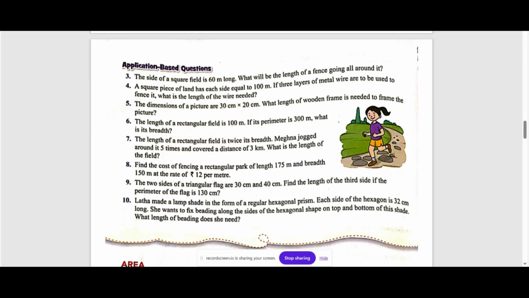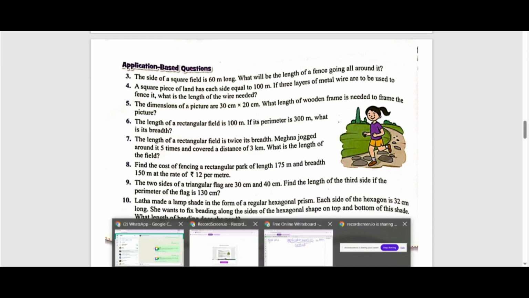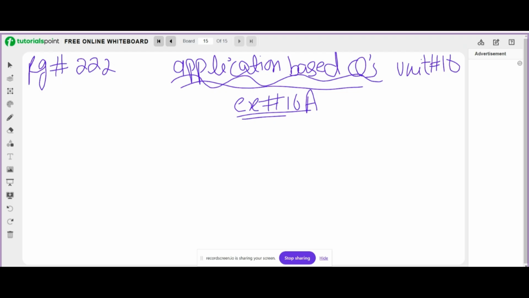Here, this is 4 times the side, 60. You just have to multiply 4 with 60. Is it? You there? Okay.